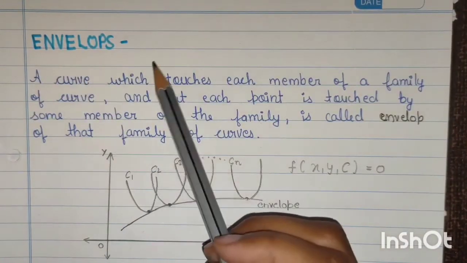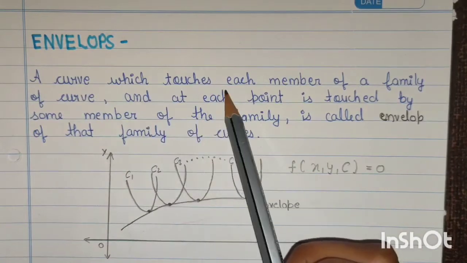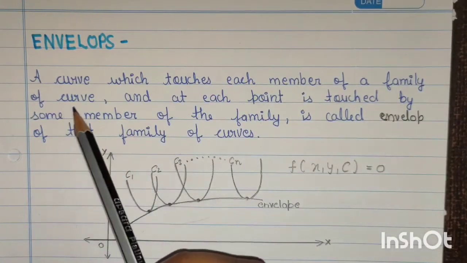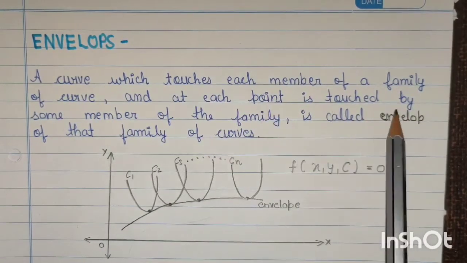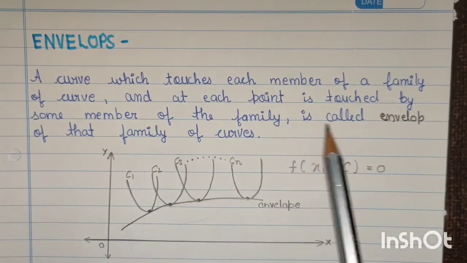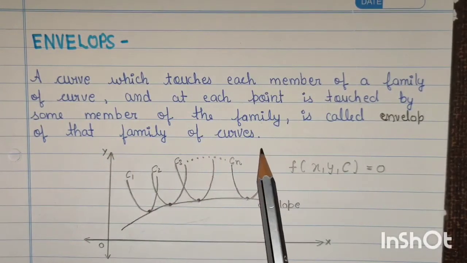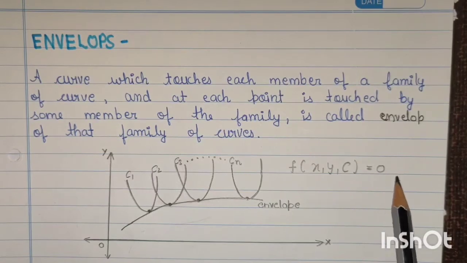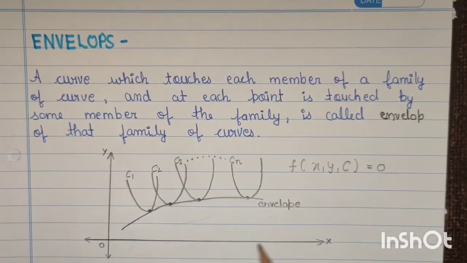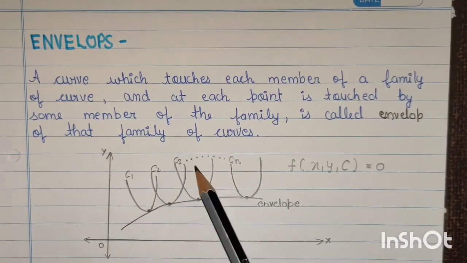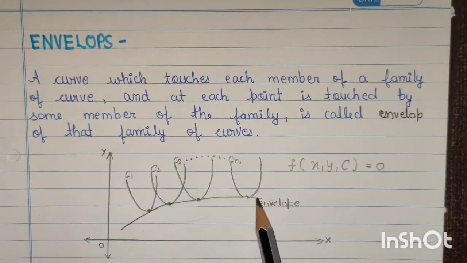Now we can see what is envelope. A curve which touches each member of a family of curves and at each point is touched by some member of the family is called the envelope of that family of curves. In the given diagram, you can see that there are various curves of the same type. A common curve is touching them at some point, which is known as the envelope.